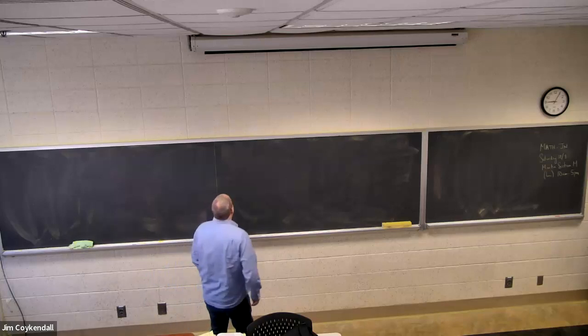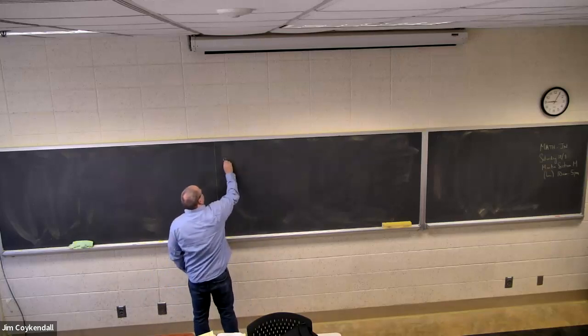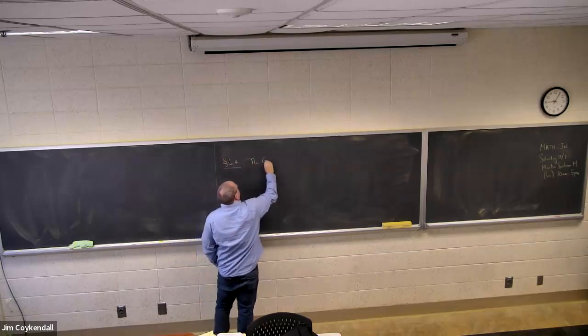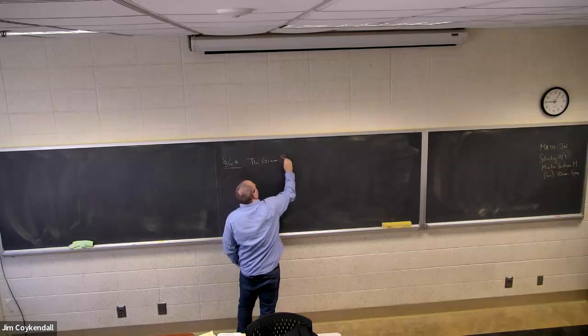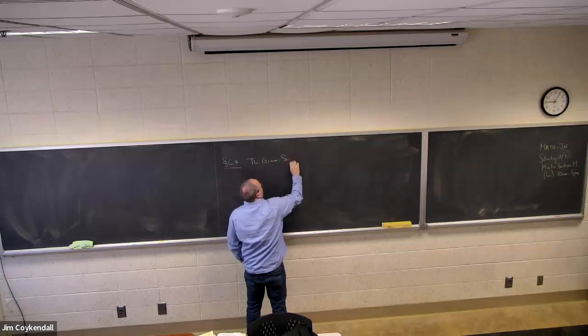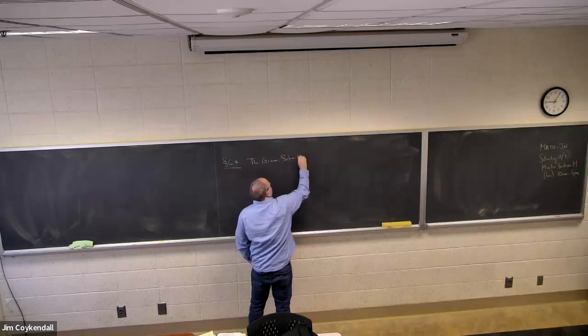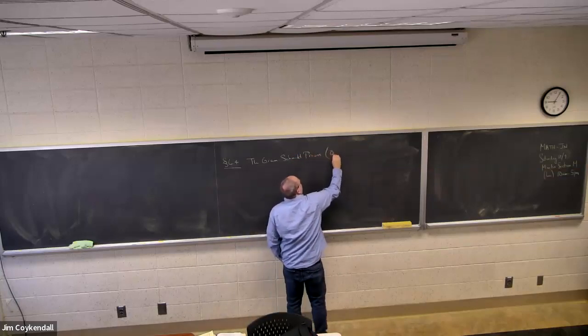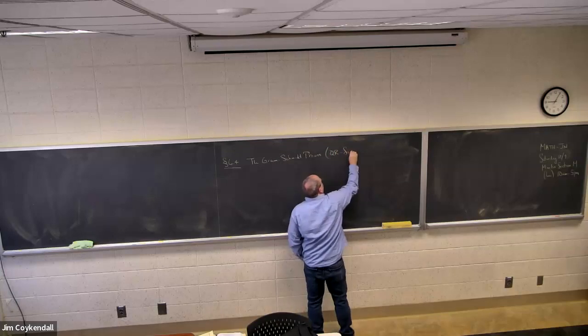Today we are going to talk about section 6.4, the Gram-Schmidt process. And I'm going to do, as an application, something simply called QR-factorization.